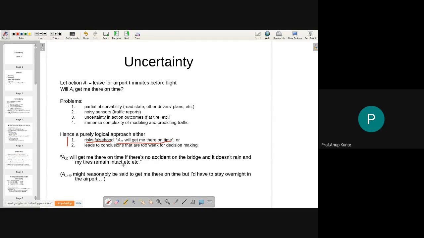Okay. The next thing is, whenever there is uncertainty, this may lead to conclusions that are too weak for decision making, because in logic, if you follow a purely logical approach, you consider that everything is either true or false or unknown. These are the three things that generally a logic system assumes. Either it is true, or it is false, or it is unknown.